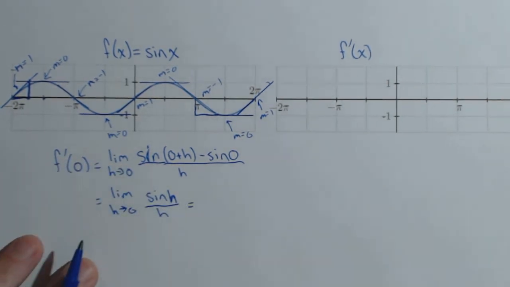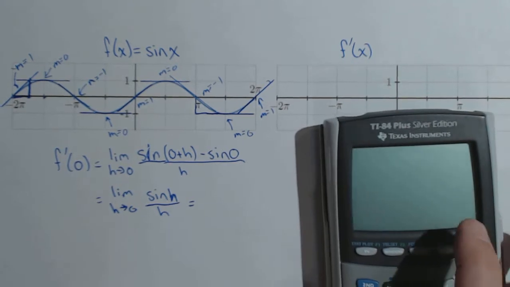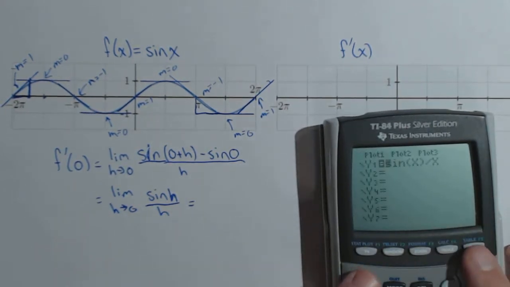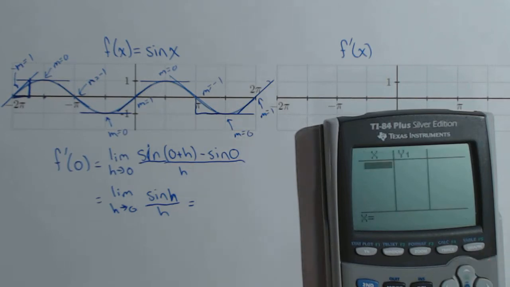Well, to figure out what that is, we're going to employ some help from our graphing calculator. I'm going to put this in as a graph so that I can use my table to use values that are close to 0, because if I use 0, I get an error. So maybe 0.1, 0.01, and 0.001. And on the negative side, negative 0.001, negative 0.01, and negative 0.1.